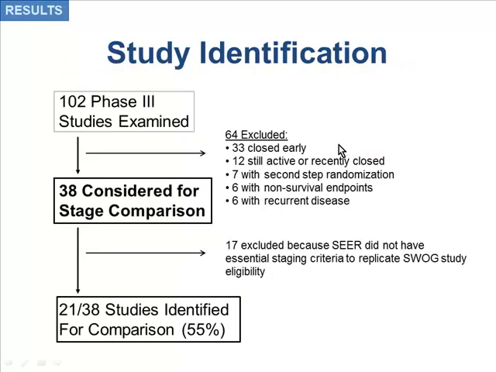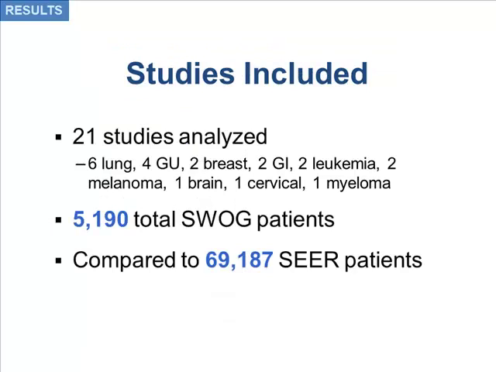So here are the results. There were 102 studies that I examined over that period. 64 were excluded up front, mostly due to being closed early, and other reasons are shown there. That left 38, which were considered formally for the stage comparison, of which 17 were excluded because SEER did not have the essential staging criteria to replicate the SWOG study eligibility, leaving 21 out of 38 studies identified for comparison. The studies were a mix of various diseases, as you can see there, totaling 5,190 total SWOG patients compared to about 70,000 SEER patients.